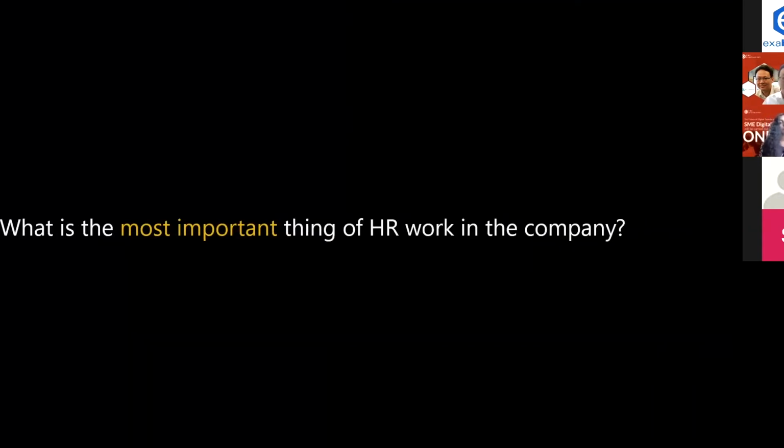One of the most important things when we talk about HR inside the company, just now, of course, we were talking about data protection. But if you think about it, in the typical SME, what is the most important thing of HR work in the company? So every roadshow when we run throughout the country, we have been hearing a lot of cases where 80% of people will say, look, payroll is my most important work.